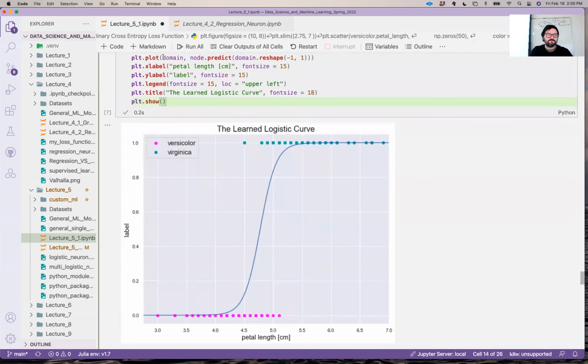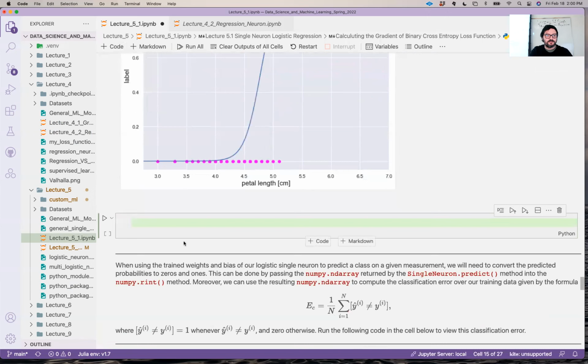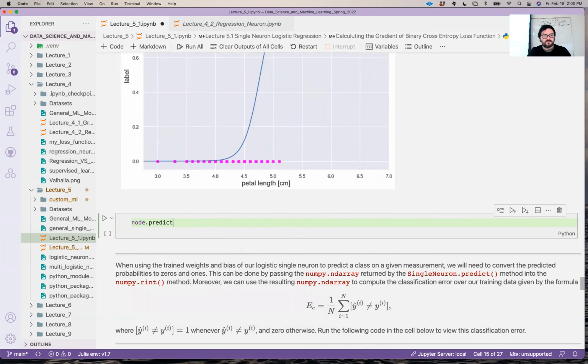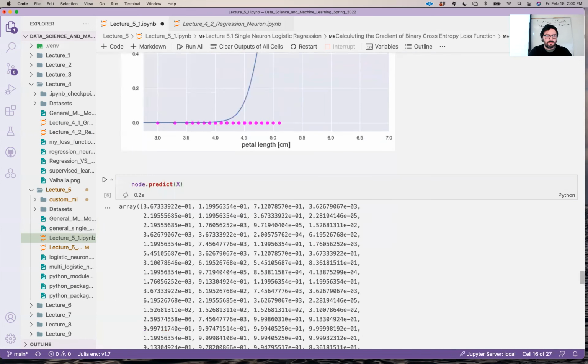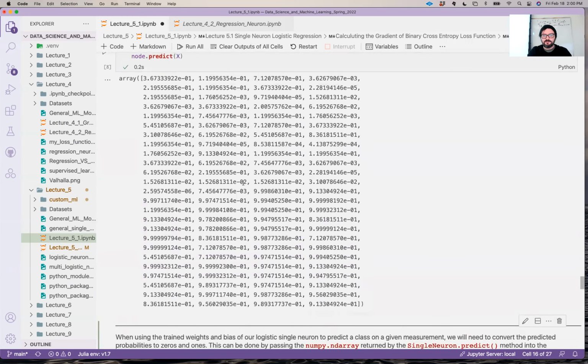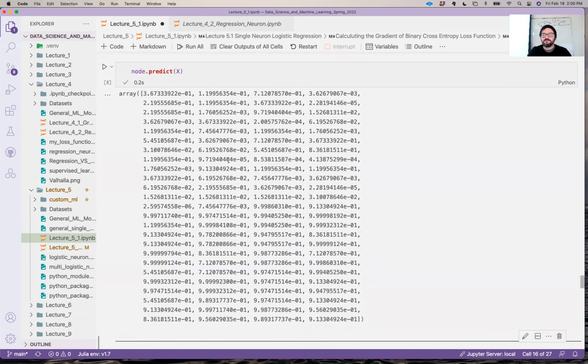For example, I'm going to add a code cell right here. What is it? node.predict. So those are all of the predictions for the given features. And you can see that all of these are the bigger ones, right? The exponent's larger, I mean smaller, over here.